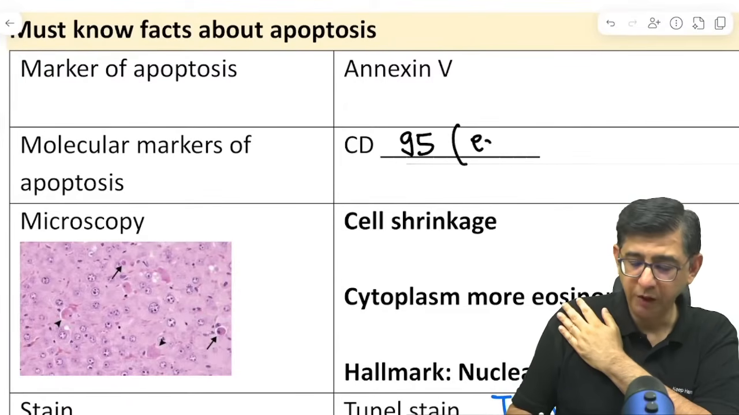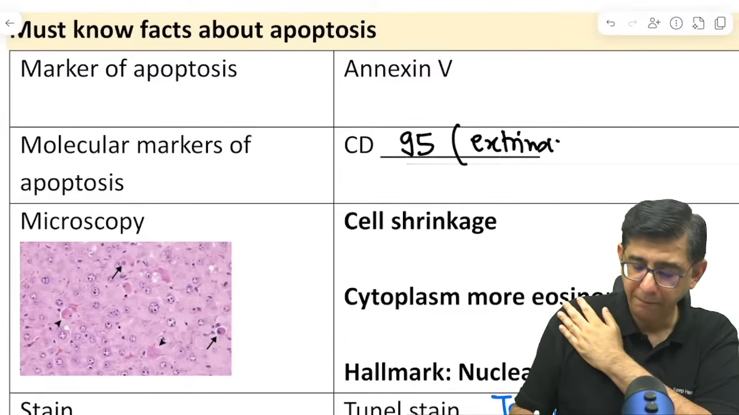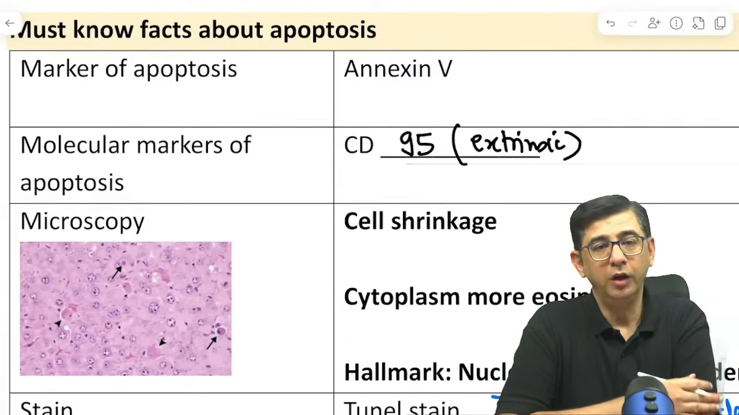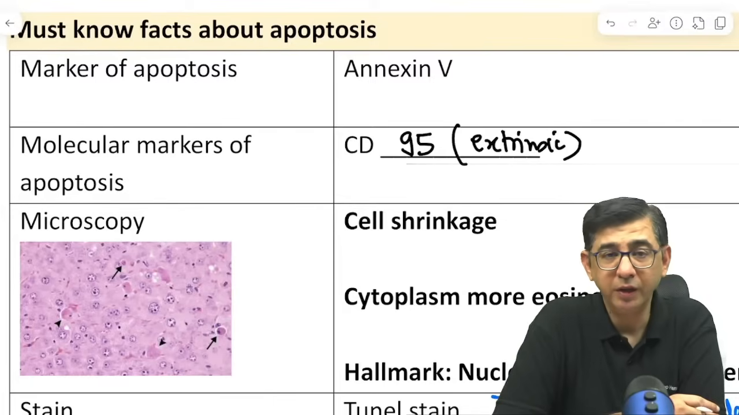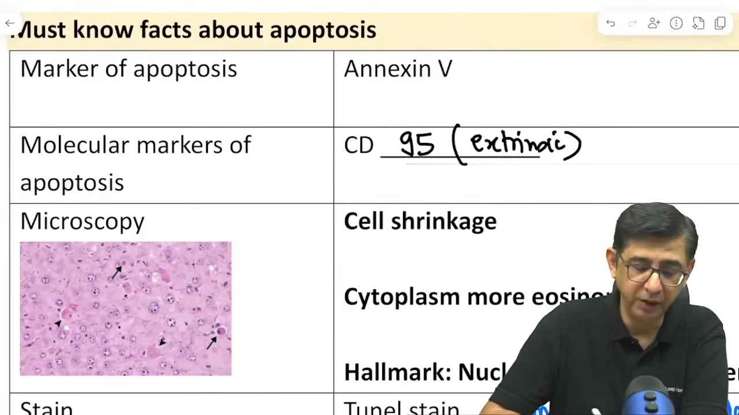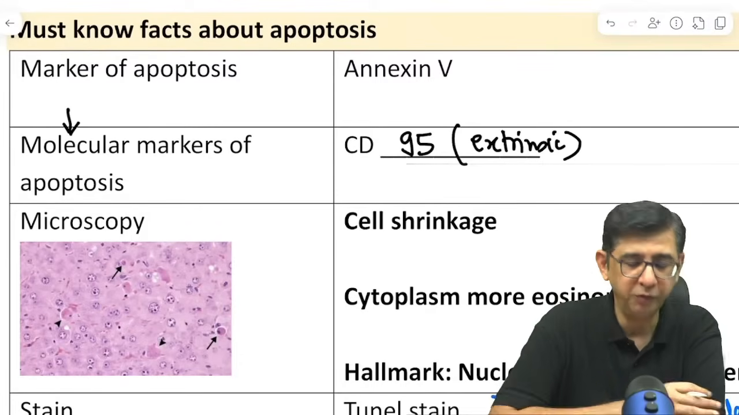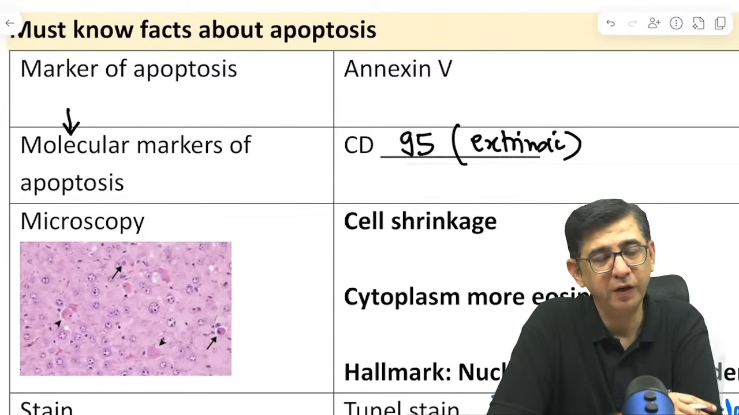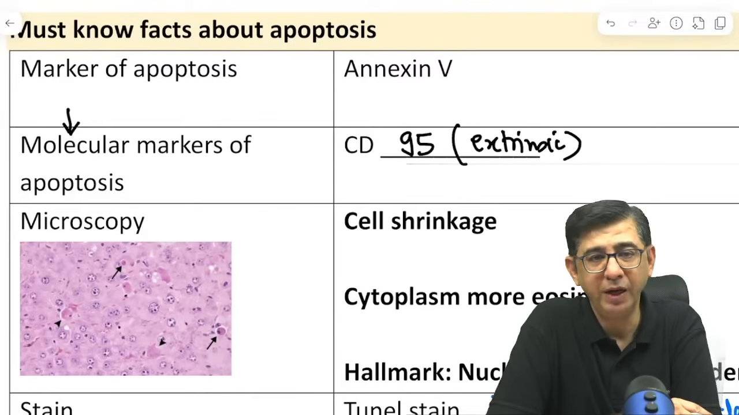This would be belonging to the extrinsic step. If he just says molecular marker, then the answer is CD95. If he says the word marker of apoptosis, look carefully at the word. If he says the word molecular marker of apoptosis, CD95. If he says marker of apoptosis, that would be annexin B.